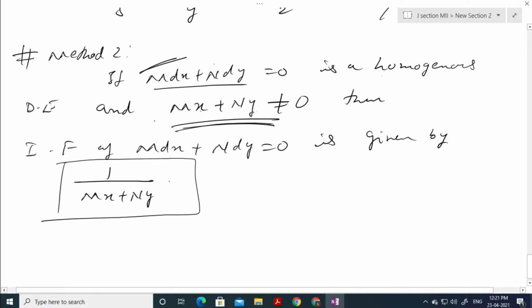So this is the first method. This is with the condition: the given equation is homogeneous and it should also satisfy this condition. Then the integrating factor is given by 1 by mx plus ny.